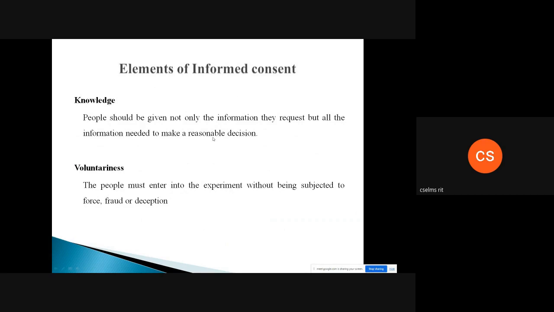The elements of informed consent are knowledge and volunteerism. Knowledge means the people should be given not only the information but also the knowledge about the experiments. It is not enough to just say they are going to take a new medicine. They have to be given full knowledge about the experiments, the side effects they may expect, and the alternative treatment available to cure the side effects. Everything should be informed earlier, and only volunteers should be accepted for the experiment. No one should be forced. These are the elements of informed consent.